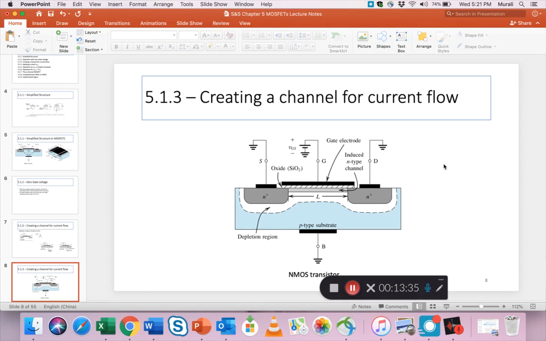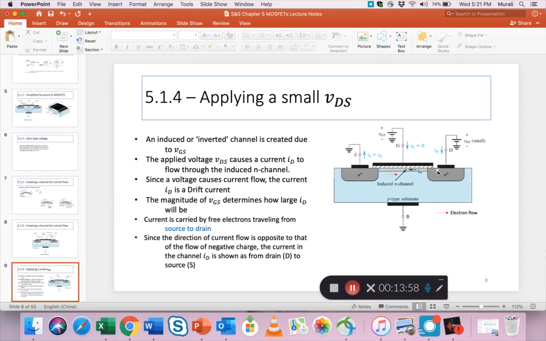So if you do this, then you can see that a depletion region is created, and then an induced N-type channel is also created, right? So these two things are new. These didn't exist before you put the voltage on the gate. So these two things, an induced N-type channel and a depletion region, are created. Okay, let's move on to slide 9 now.